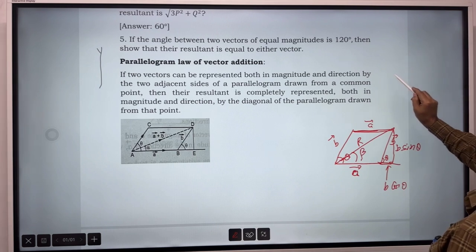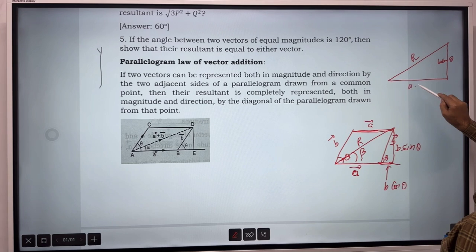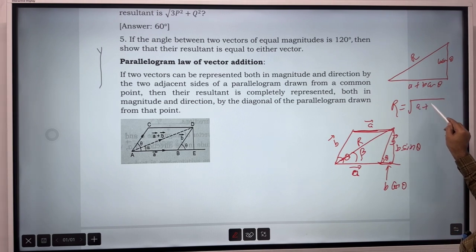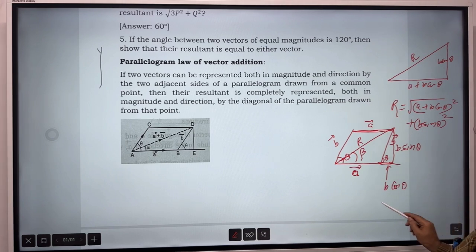So the situation is the same. Whatever you have done in the case of the triangle law, the same thing you have to do here also. This will be B sin theta and this is A plus B cos theta. If you find the resultant, same formula, square of this plus square of this, (A plus B cos theta) whole square plus (B sin theta) whole square. If you simplify, the same thing you will get. R equals root of A square plus B square plus 2AB cos theta.